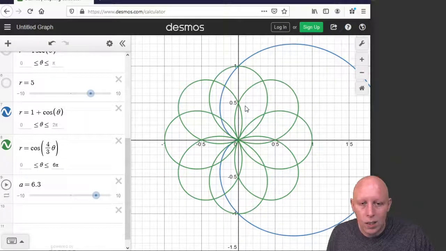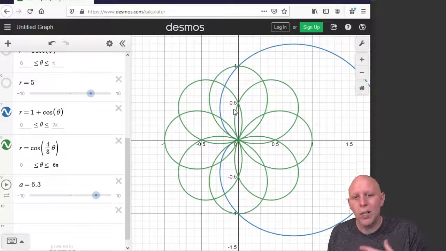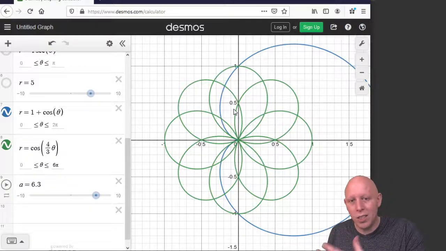All right, so Desmos knew what the period was, and not just the period of this function, but the least common multiple of the period and 2 pi.